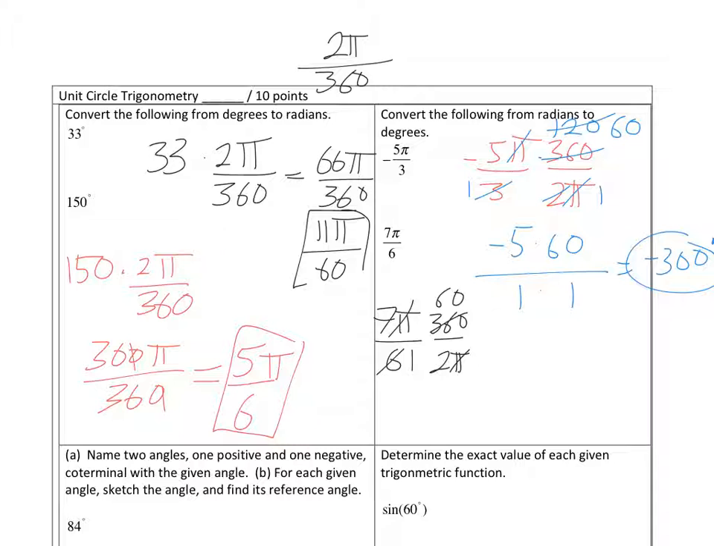I can go a little bit further. 60 and 2 can be divided into 30 and 1. So we get 7 times 30 over 1 times 1, which is 210 degrees.